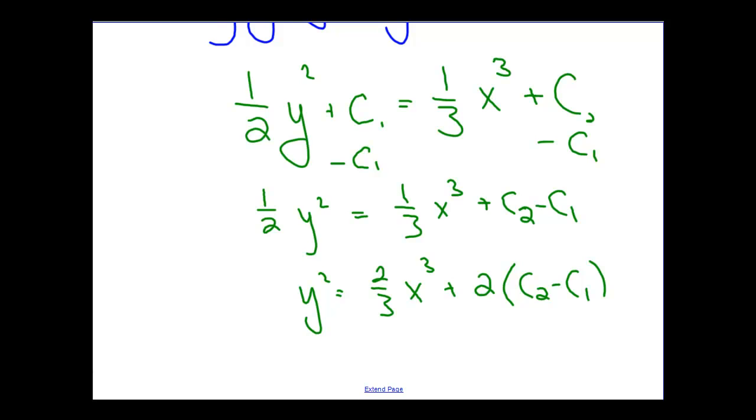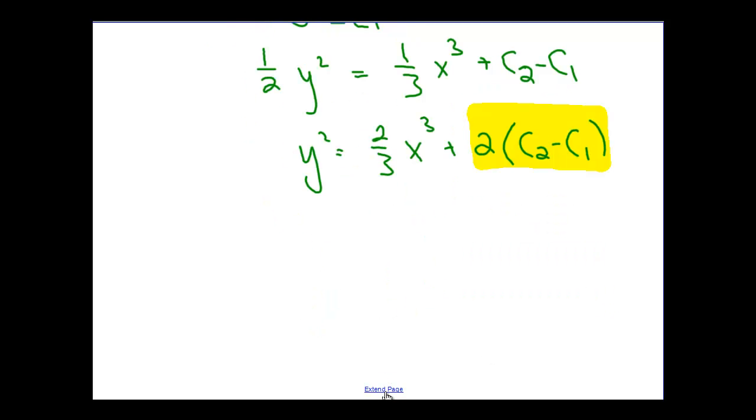I want to talk a little bit about this 2 times C2, C1, all of this stuff that's going on here. This piece is not necessarily the focus of our solution because it's just the arbitrary constants, but we can get confused by this if we focus too much on it. What this is really saying is we have some unknown object, C2, and we subtract some other completely unknown thing from it, C1. We multiply by 2, and all we're going to end up with is something else that we don't know.